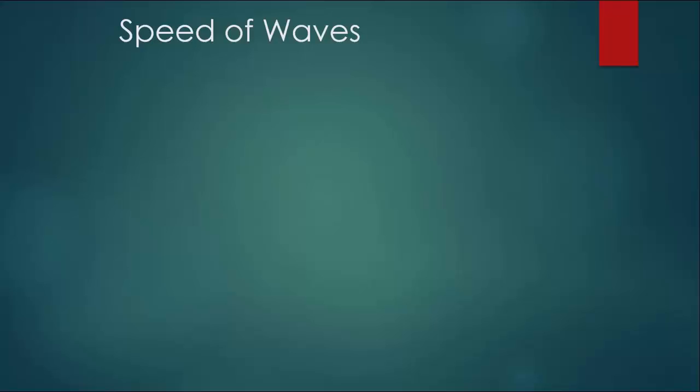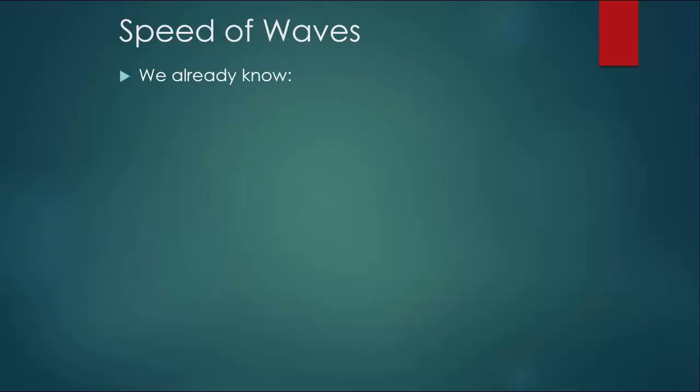And finally, let's talk about the speed of waves. The speed of a wave means exactly the same thing as the speed of a car, or the speed of a person, or the speed of anything. It represents how quickly a wave can get from one place to another. What we're going to do here is figure out an equation for the speed of a wave based not on how far it travels and how much time that takes, but on the fundamental properties of the wave itself.